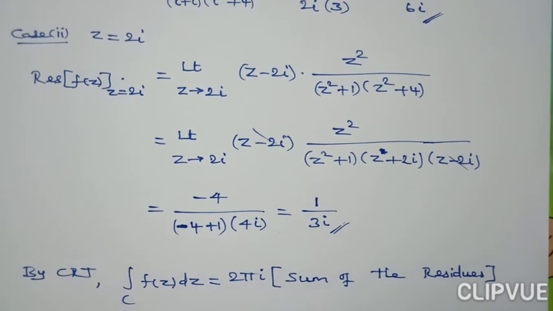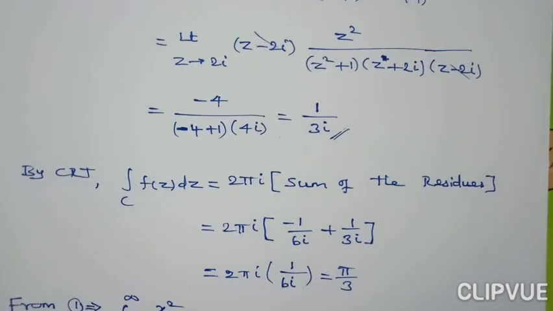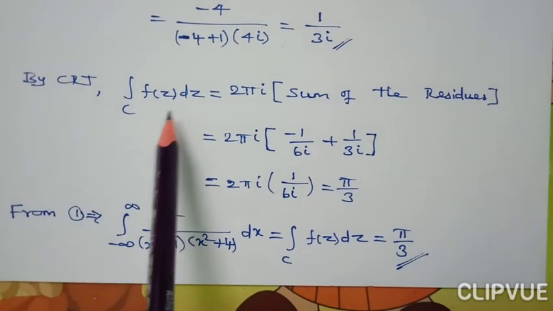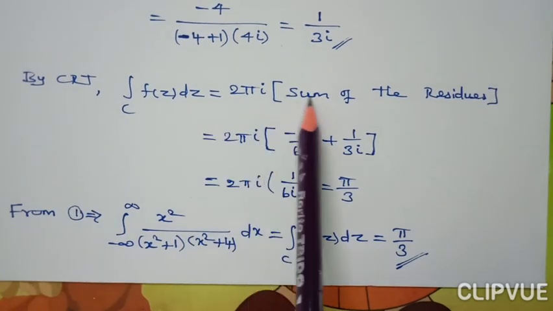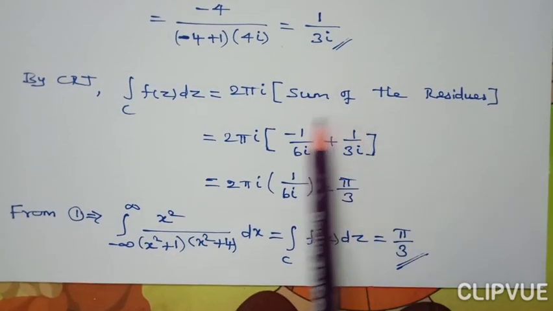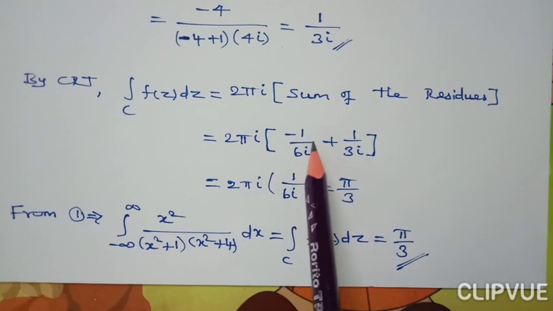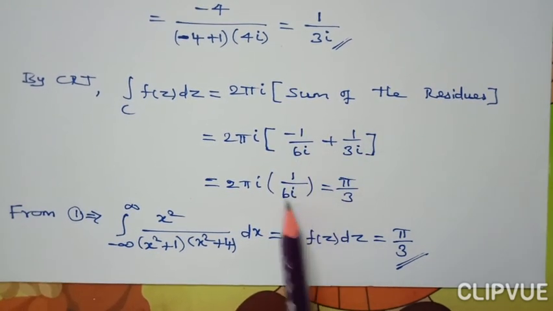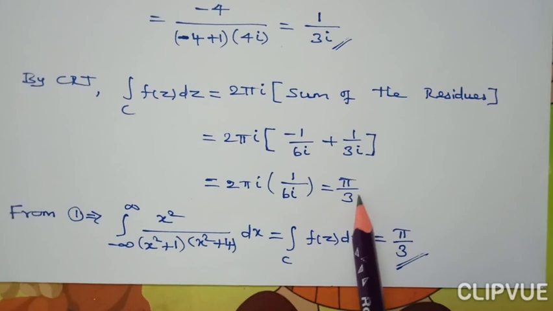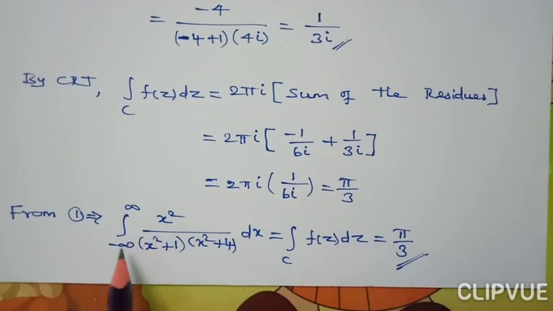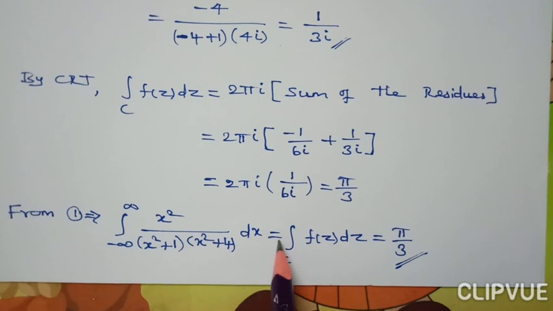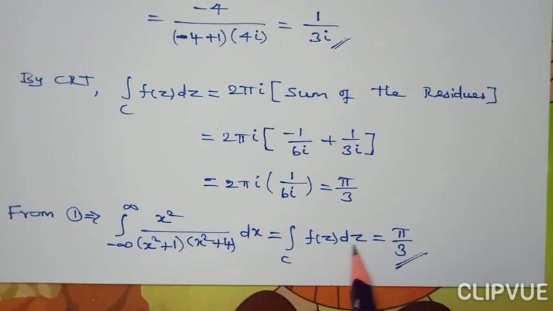Now after getting these values, put them into Cauchy's residue theorem. What is Cauchy's residue theorem? The integral over C of f(z) dz is 2 pi i times the sum of the residues of f(z). Now 2 pi i, and we got 2 residues in this problem. Just sum them. After simplification, 1 by 3. Therefore the integral from minus infinity to plus infinity of x squared divided by (x squared plus 1)(x squared plus 4) dx, which is equal to the integral over C of f(z) dz, is equal to pi by 3.